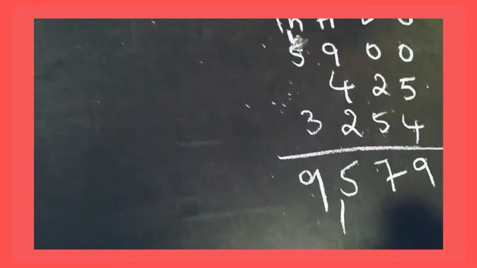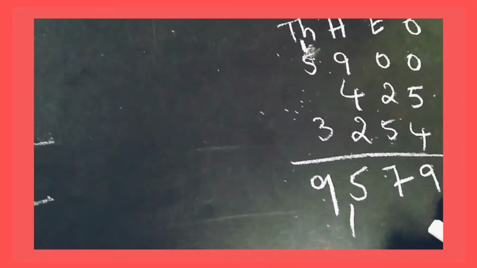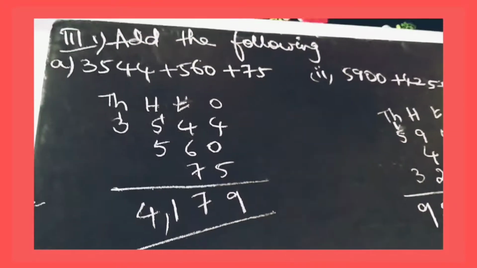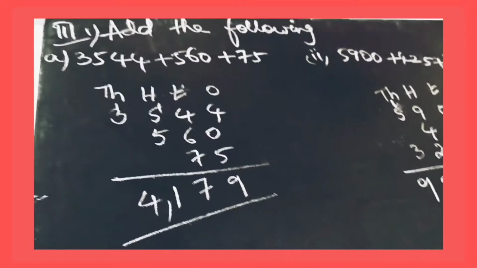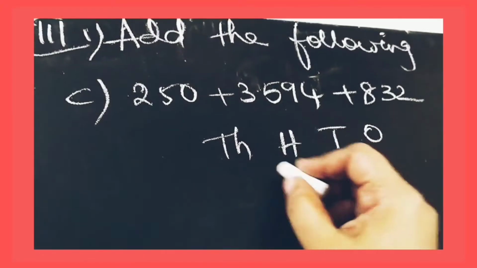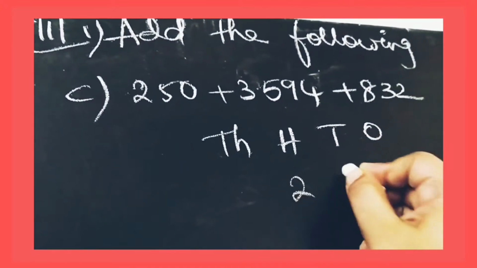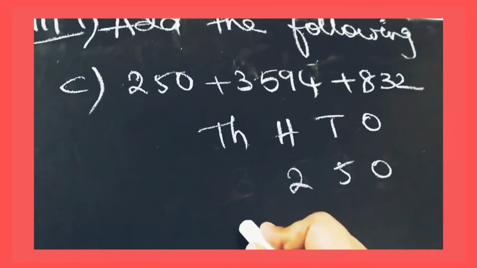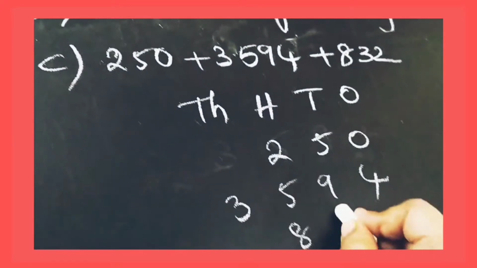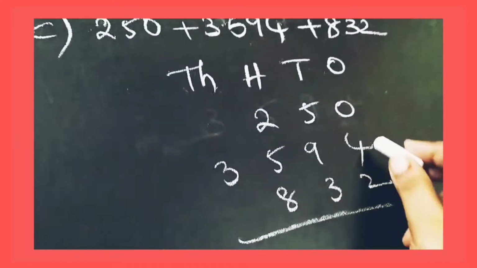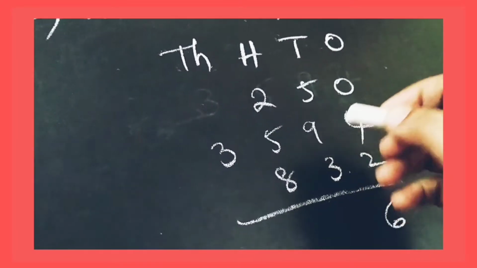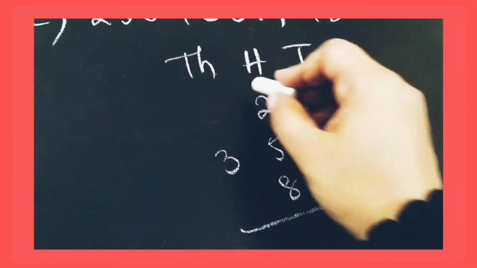Okay. It is 9579. Second one is C1: 250, 3594, 832. 250. It is 250. Then 3594. Then 832. It is 4, 5, 6, 9, 10, 11, 12. Okay. 13, 14, 15, 16, 17.